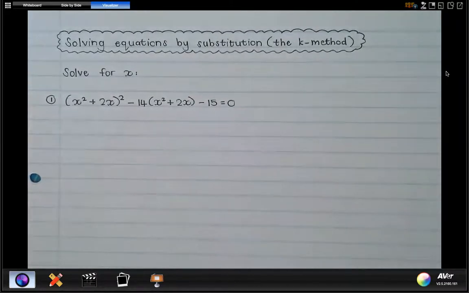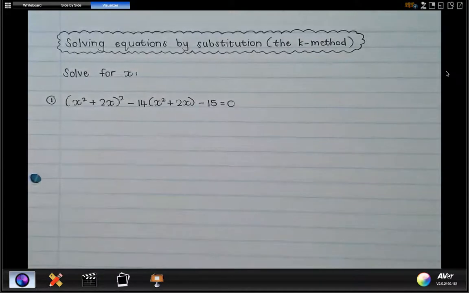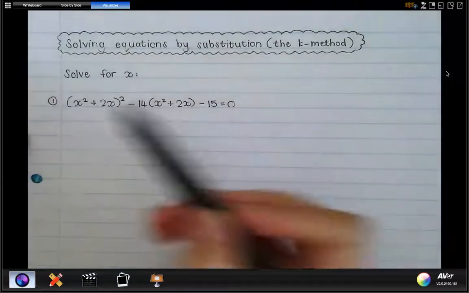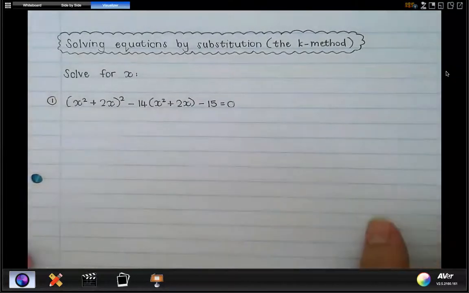So this is now a different way of solving equations. We say that we're solving equations by substitution. We call it the K method. Now this is different from the simultaneous equations that we've been doing. In the simultaneous equations, yes, we have been using substitution as well, but this is when we actually just have one equation. We don't have two. With simultaneous equations, you have two equations with two variables, so you have to solve those by substitution. For this one, I'm just going to do this one example actually.